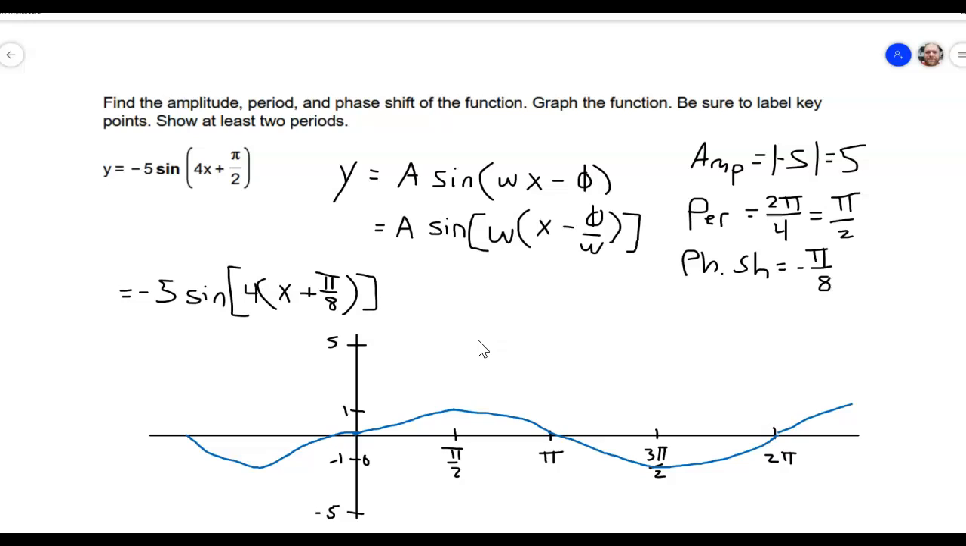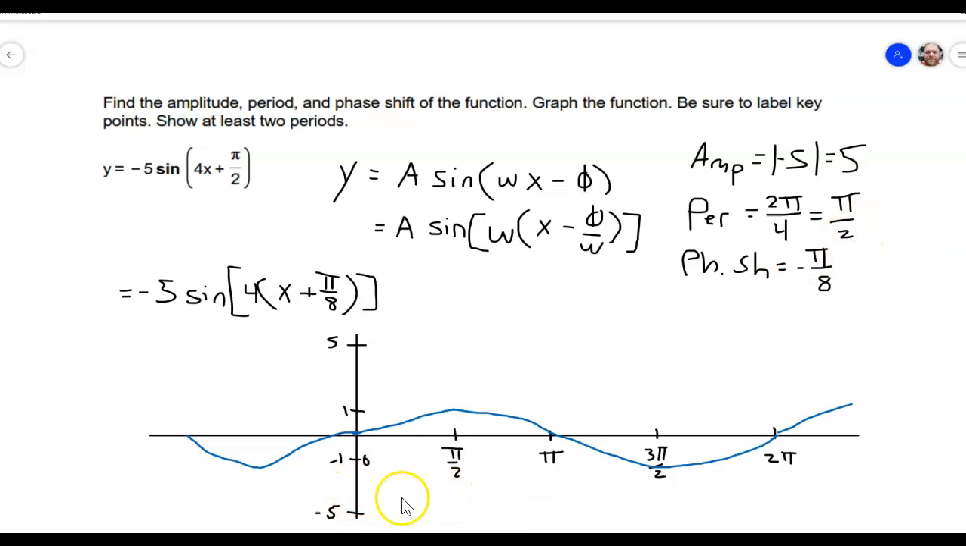So our period got shrunk to pi over 2. That means our entire cycle ends right here, and it also means that our sine curve got shifted negative pi over 8, so pi over 8 to the left. Now to find our key points here, we can start at negative pi over 8. Remember our period is pi over 2, so if we divide pi over 2 by 4, that'll give us our increments. Pi over 2 divided by 4 is the same thing as multiplying pi over 2 by 1/4, so that would be pi over 8.